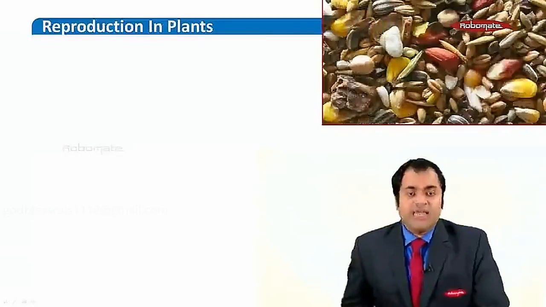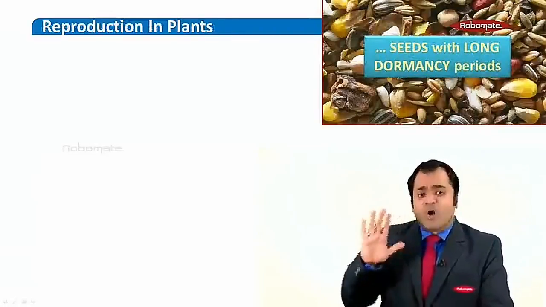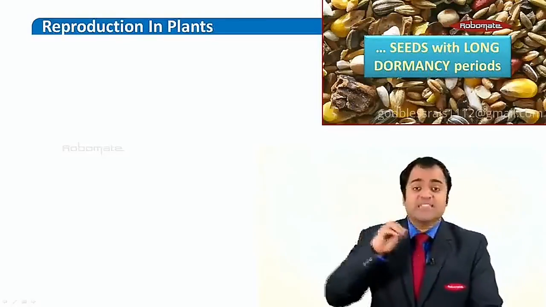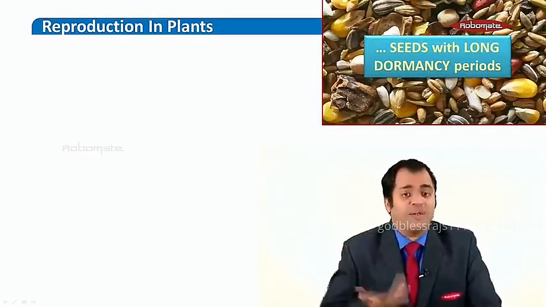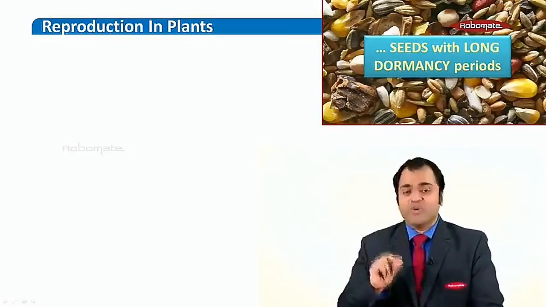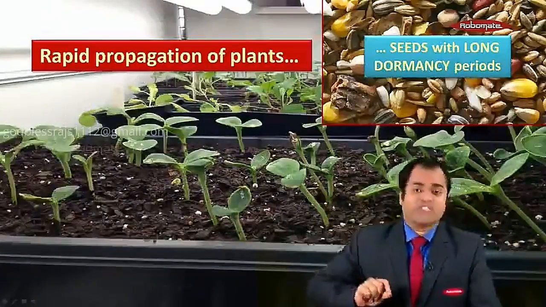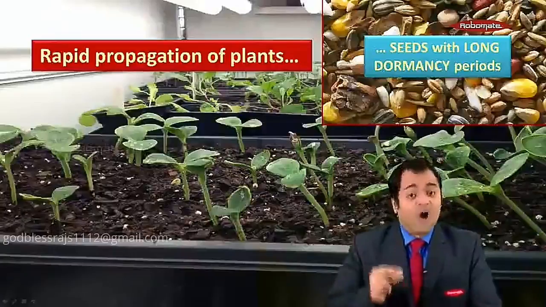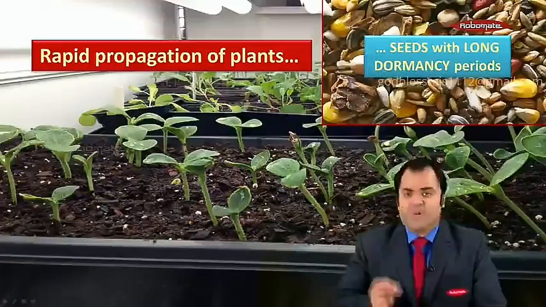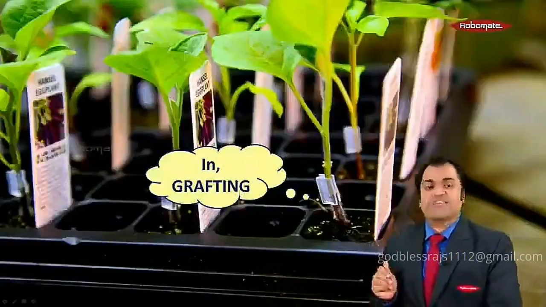Moving on. Now, what you see above me are certain seeds that have got long dormancy periods, which means you require certain things to be done to them so they can start turning viable and germinate into new plants. So even for seeds with long dormancy periods, I can simply use the process of vegetative propagation. And rapid propagation of plants with seeds with long dormancy periods can be done successfully using vegetative propagation. Is that okay?